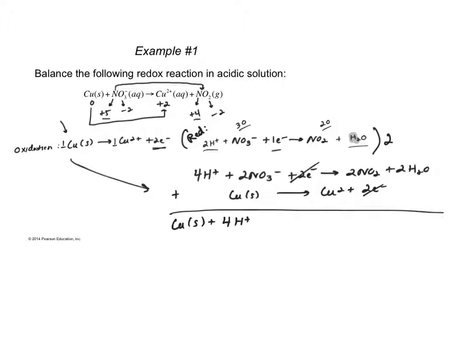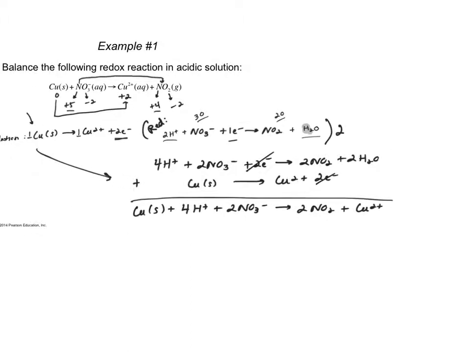4 protons plus 2 NO3- goes to make 2 NO2 plus Cu2+ plus 2 H2O. Just make sure that I've caught everything. This one, this one, this one, this one, this one, this one. Okay, so that is balanced.